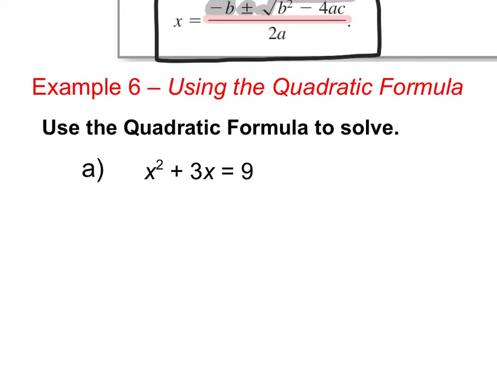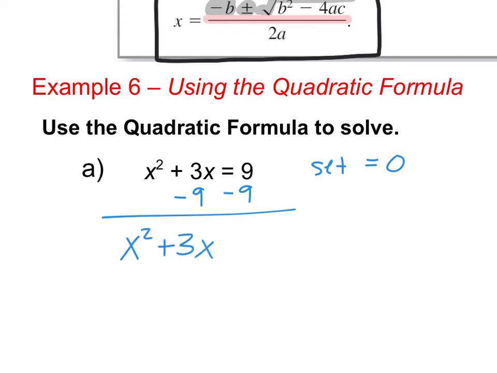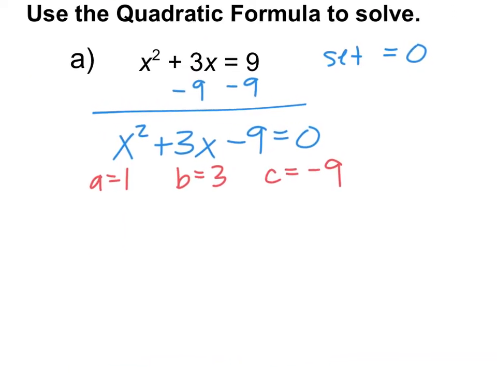So let's start with letter A. First thing we need to do is we need it set equal to 0. It's not set equal to 0 here, so let's subtract the 9 over. So x squared plus 3x minus 9 equals 0. Now we're good to pick out our a, b, and c. So here our a value is 1, b is a positive 3, and c is a negative 9. Watch your positives and negatives here, please, as you're substituting in.